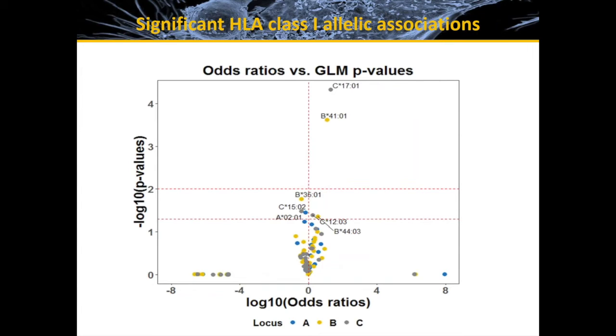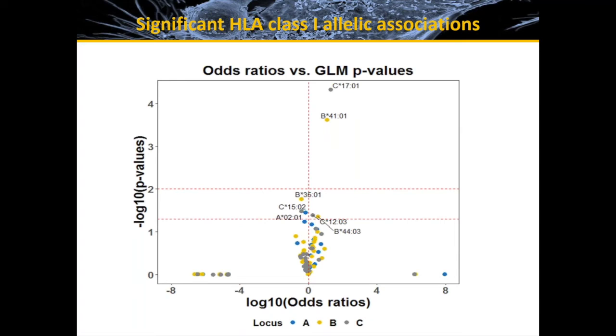On the next slide, you can see the volcano plots of p-values versus odds ratio for HLA class 1 alleles. 3 alleles were significantly less frequent in JAK2 V617F positive patients. These were HLA A0201, B3501, and HLA C1502. On the other hand, we found 4 other alleles to be significantly positively associated with the presence of the JAK2 V617F mutation. These were B4403, B4101, C1203, and C1701.